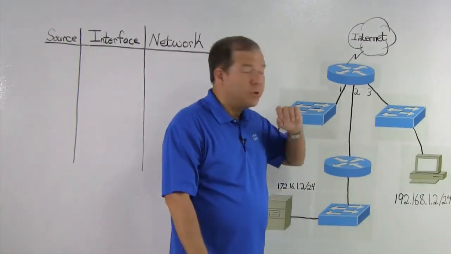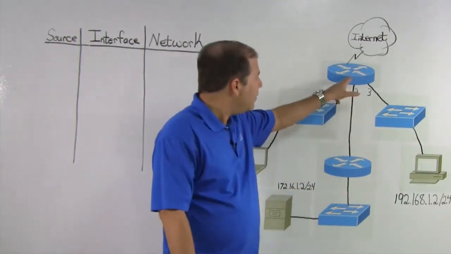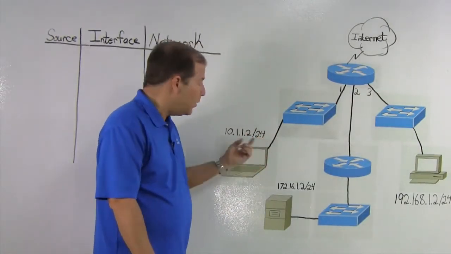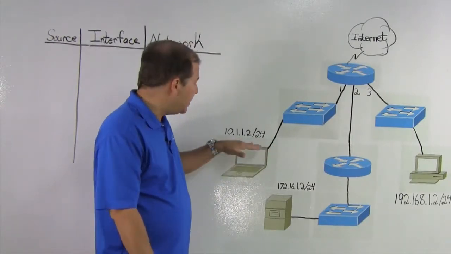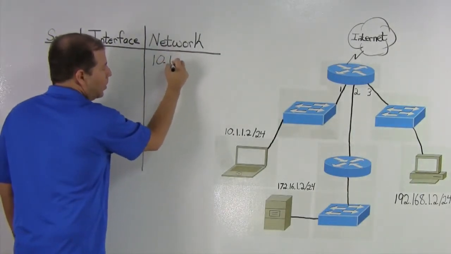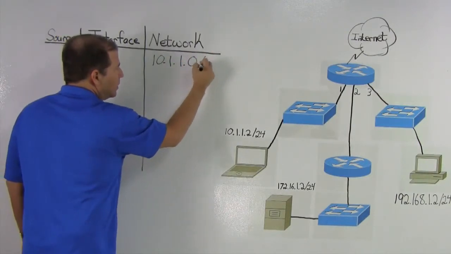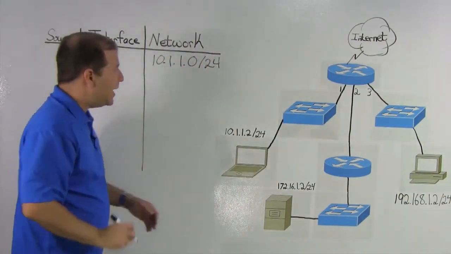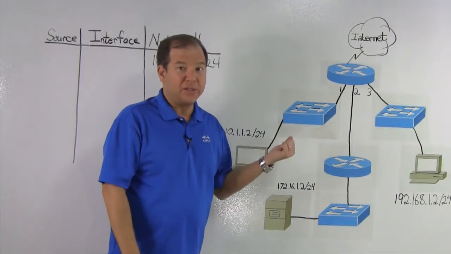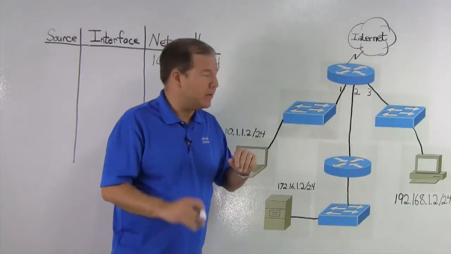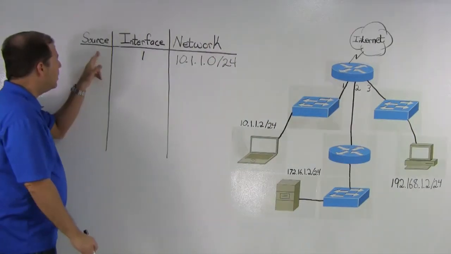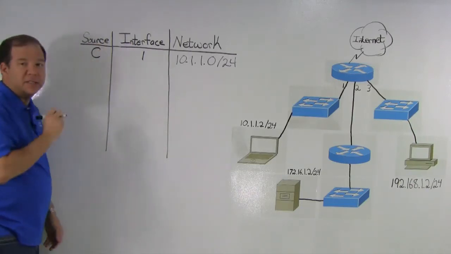First of all, it is directly connected to some of these networks. The router is directly connected to the 10.1.1.0/24 network. When we learn about IP addressing and subnet masks, we're going to see that the network address is actually 10.1.1.0/24, and that's available off of interface 1. Now, in the real world, that would be something like fast Ethernet 0/1. But just for simplicity right now, let's say this is interface 1. How did we learn it? We learned it because we were directly connected. I'll put in a C for connected.